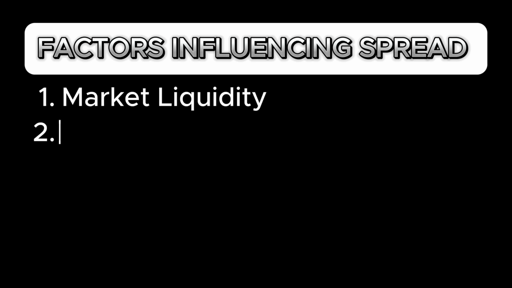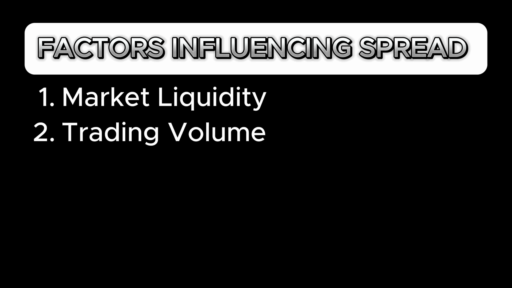Now, the second factor to consider is the trading volume of that particular currency. That is how many people are buying the particular currency at that time. Pairs with higher trading volumes usually have lower spreads. Major currency pairs like Euro USD, which is the most traded pair, followed by GBP USD and USD JPY, typically have tighter spreads because they are traded more frequently.